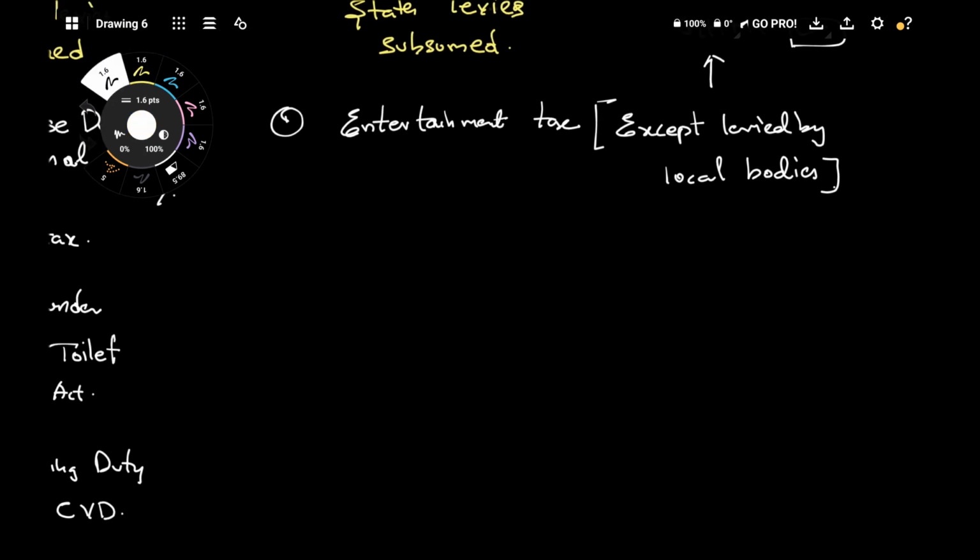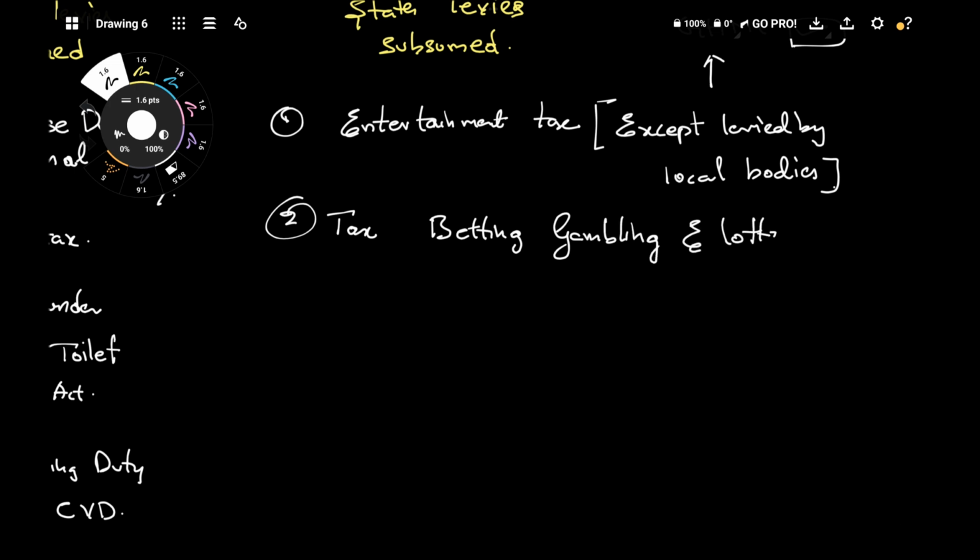Now let's move to number 2. Tax on betting, gambling and lottery. So yes, we also have GST on this. The person who is winning some lottery obviously has to pay income tax under section 115, about 30% with surcharges and all. Apart from that, he also has to pay GST.